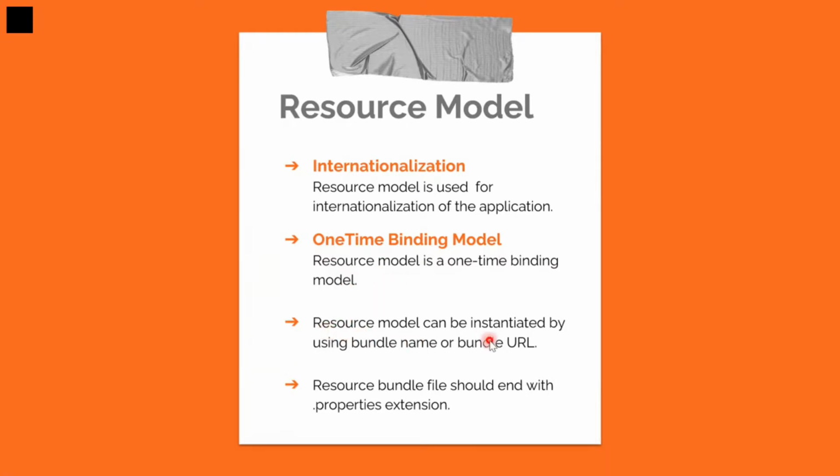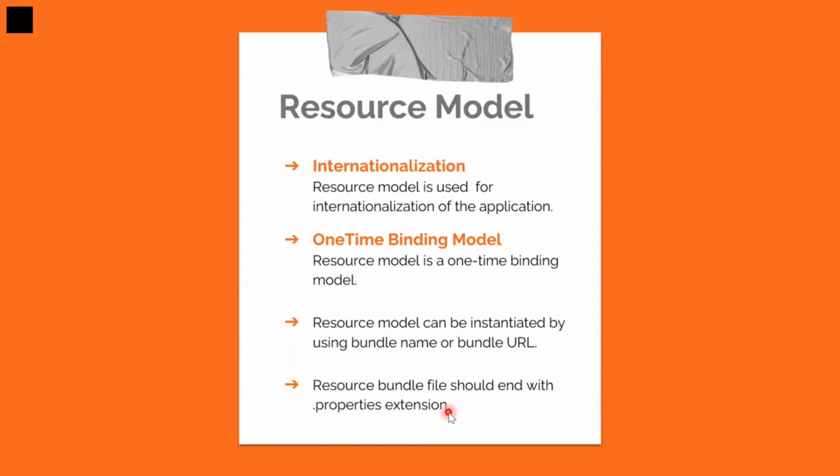Resource model can be instantiated by using bundle name or bundle URL, which we are not using as a common practice. I will show you how we can utilize the resource model using the manifest.json file. The resource bundle file should end with the .properties extension.